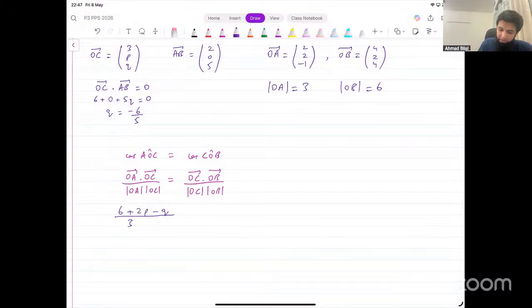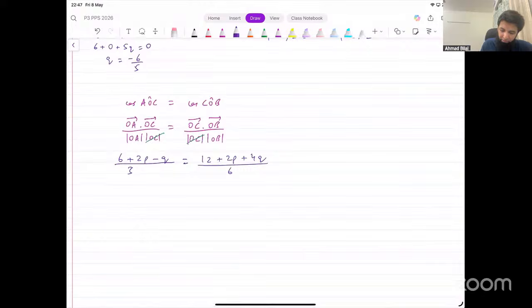OC is there on both sides, right? We could just cancel that out as well. The OC magnitudes get cancelled, so we don't have to show that working. On the right side, OC dot OB, 3 into 4, that is 12, plus 2 times P plus 4 times Q. In the denominator, we have the magnitude of OB, which is 6. Now we can cancel this to get 2 here. Cross multiply, that gives us 12 plus 4P minus 2Q, equal to 12 plus 2P plus 4Q.